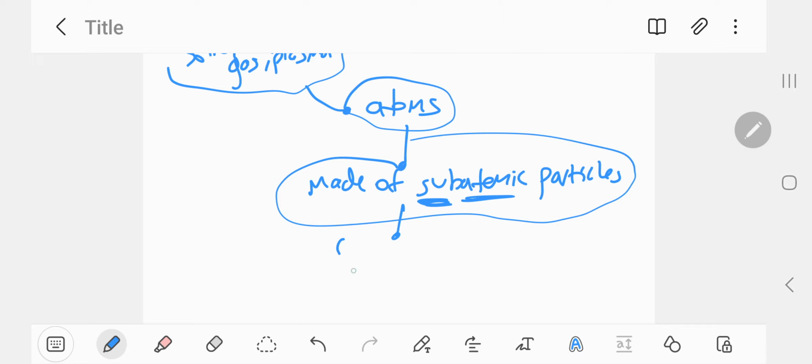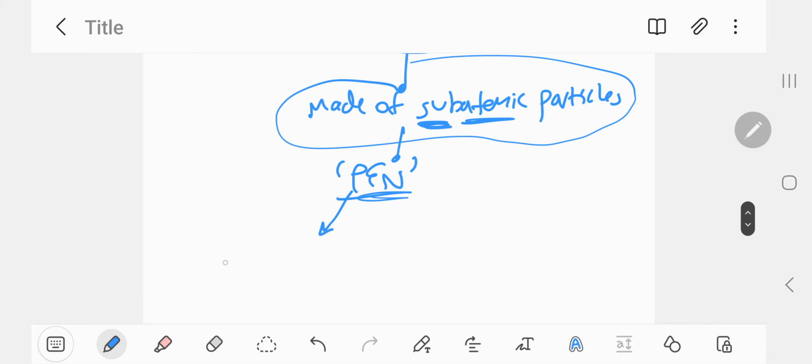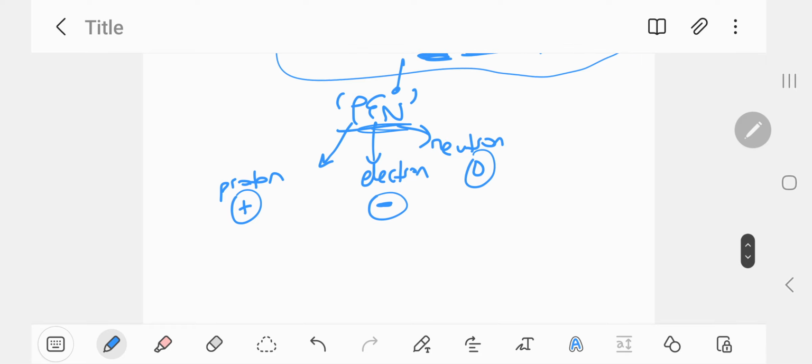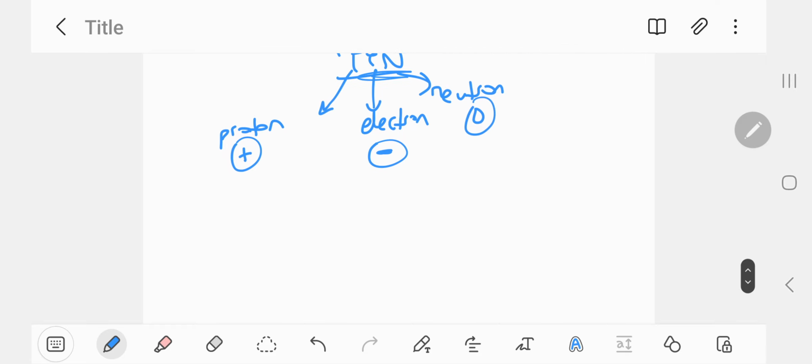I use the acronym PEN in my classes. So atoms are made of protons, P for proton, E for electron, N for neutron. Okay, three particles, very small particles. Protons are positively charged, P for positive. Electrons are negatively charged, and neutrons are neutral. They've got no charge at all. They're electrically neutral. I'll draw a simple atom.